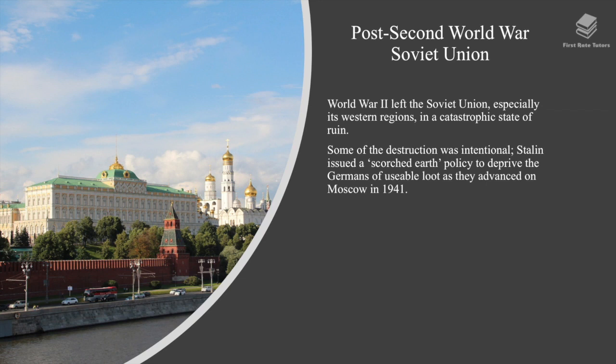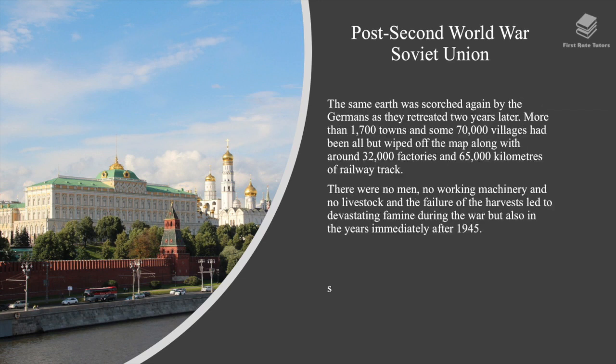Post-Second World War Soviet Union. World War II left the Soviet Union, especially in western regions, in a catastrophic state of ruin. Some of the destruction was intentional. Stalin issued a scorched earth policy to deprive the Germans of usable loot as they advanced on Moscow in 1941. The same earth was scorched again by Germans as they retreated 2 years later.